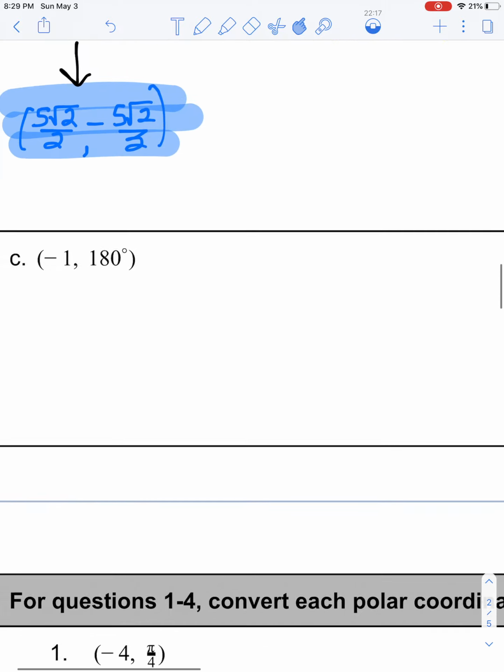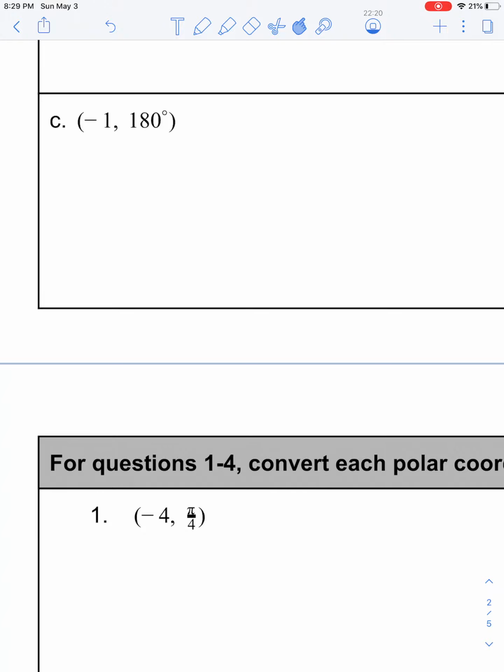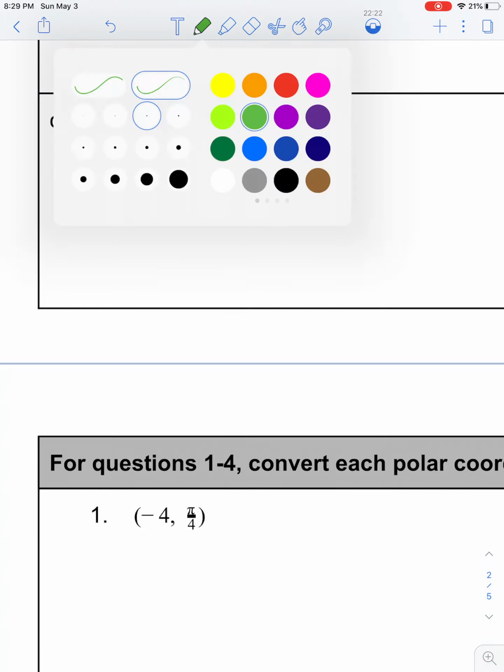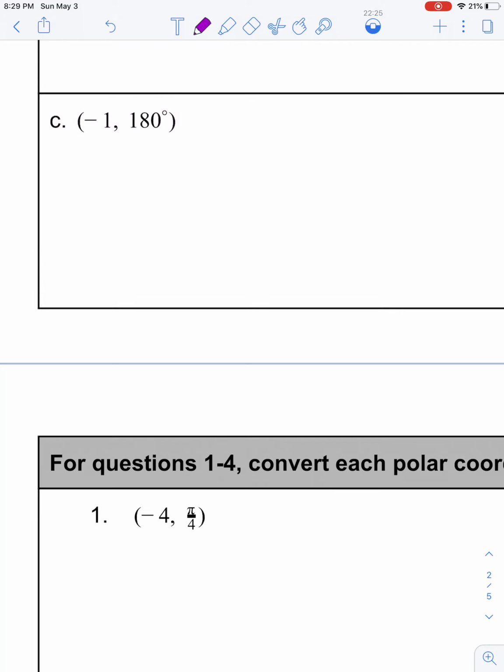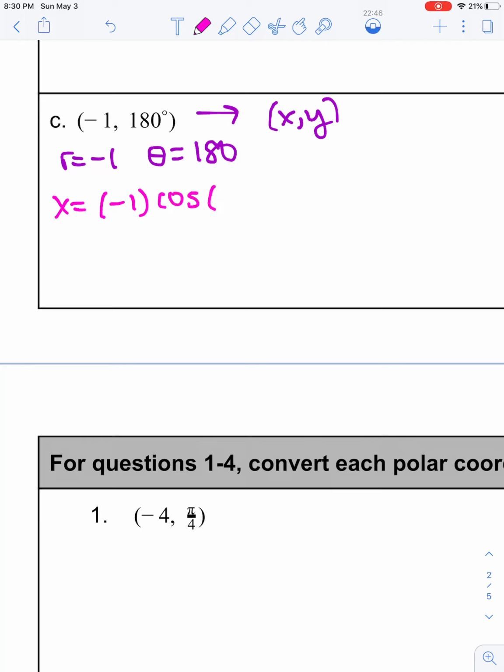All right, last example for this video is part C. So part C, again, we have that idea of a negative radius, which is totally fine. We have the radius of -1 and a theta value of 180. So again, we're trying to get this to x comma y, utilizing those nice equations that tell us that x is equal to our radius times cosine of theta, which is 180, and the other equation y equals -1 times sine of 180.